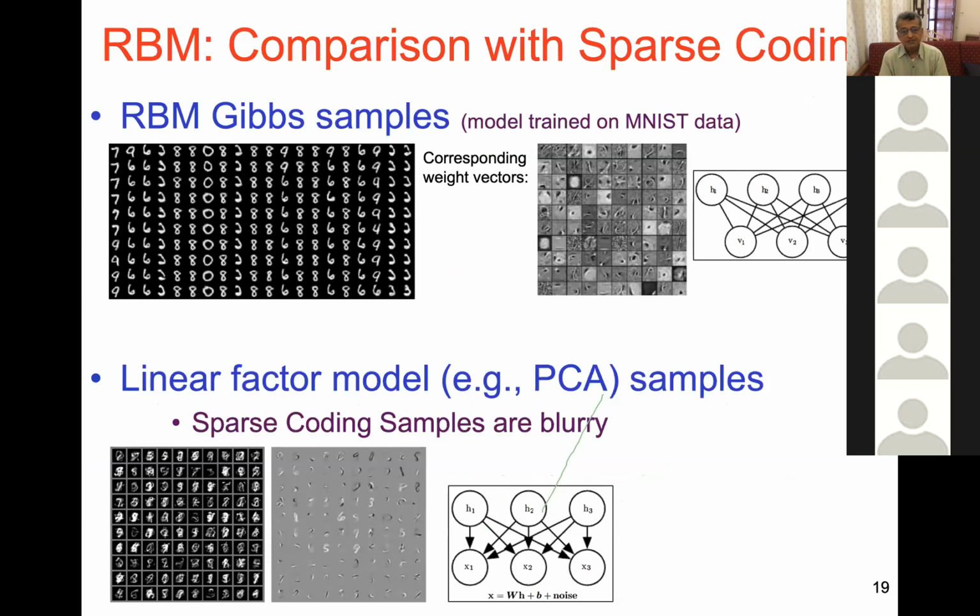Actually, the samples generated out of an RBM are better than samples generated out of another model, a linear factor model, for example PCA. You could use principal components analysis to generate samples, called sparse coding. And it turned out the RBM gives you sharper images than sparse coding. It's an interesting observation, where the model uses a directed graphical model formulation, X equal to WH plus B plus noise. Anyway, it's an interesting experiment.